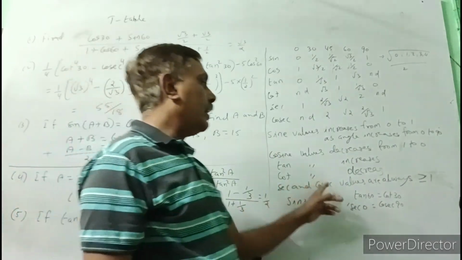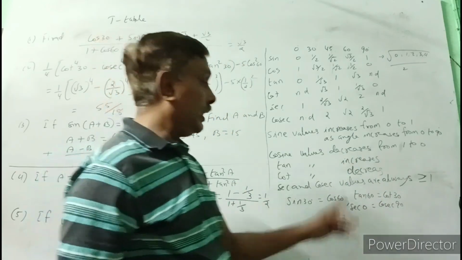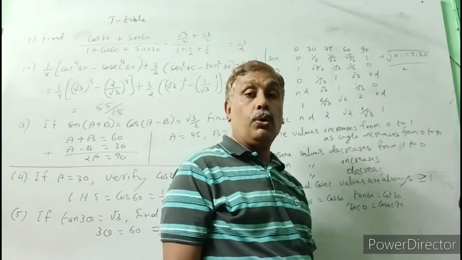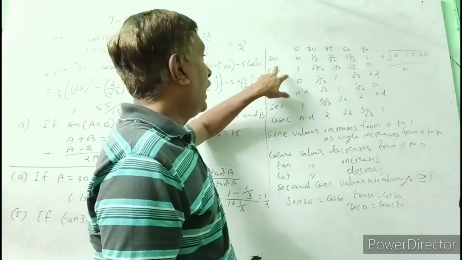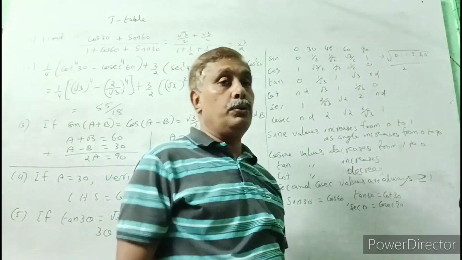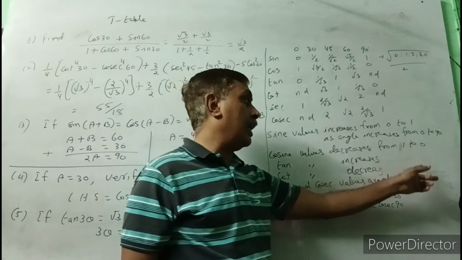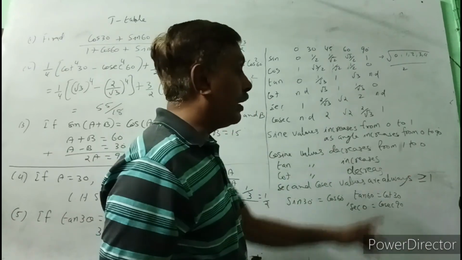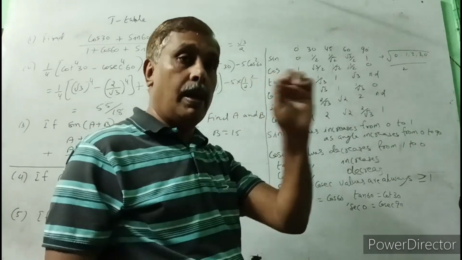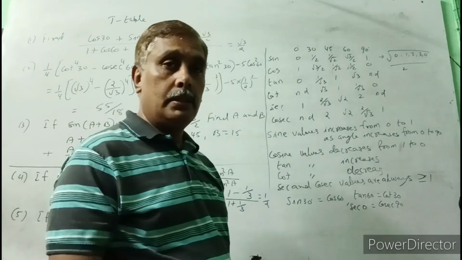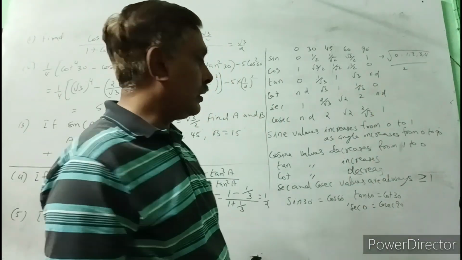Then, sec and cosec: secant values and cosecant values are always greater than or equal to 1. Secant value cannot be less than 1 because it is the reciprocal of a number from 0 to 1, as sine and cos are 0 to 1 values. Its reciprocal never lies in between them. They will always be greater than or equal to 1. No one can say sec theta is equal to 1 by 2, not possible. Sec theta minimum value is 1 or more. Okay, similarly cosec also.